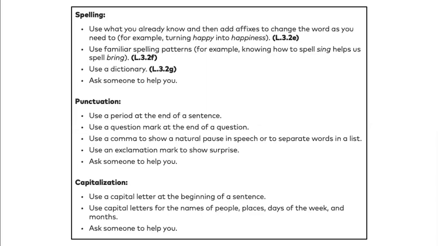If you're trying to turn happy into happiness, then use the beginning of happy, right? To be able to get, there's two P's in happy. Use spelling patterns. If you know how to spell sing, then you can spell the word bring and ring and those kind of words, right? Just change those at the beginning.